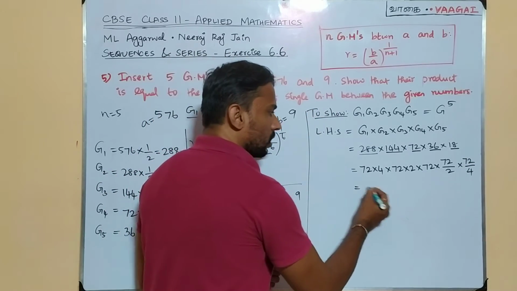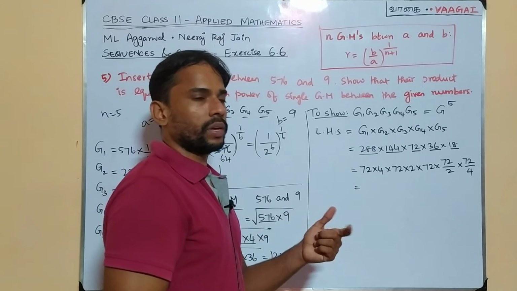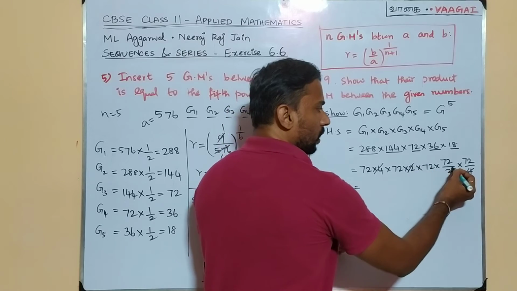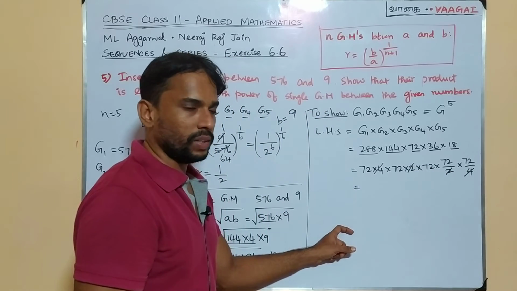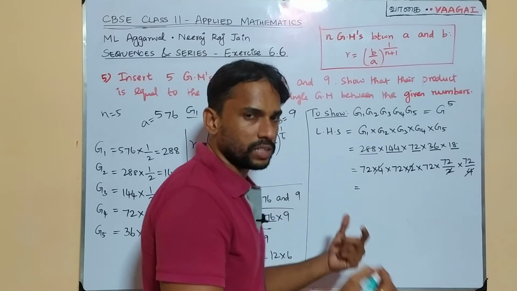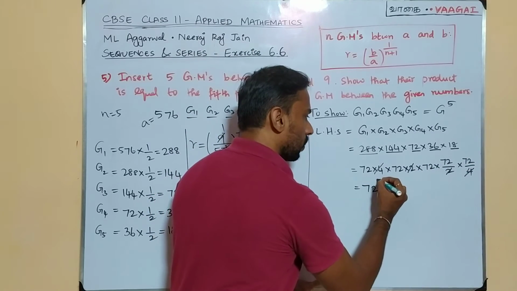Why? Because now it will be very easy for me to cancel the terms. How can I cancel? This into 4 and divided by 4, this into 2 and divided by 2, I can cancel. Now I am left with what? I am left with 72 into 72 into 72 into 72 into 72. That's nothing but 72 to the power 5.